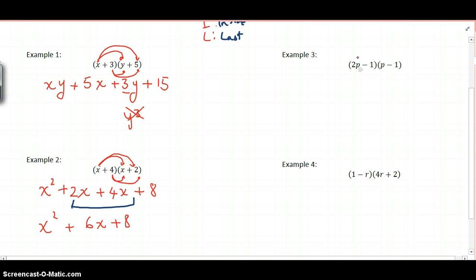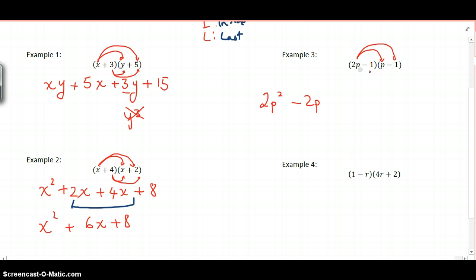Alright, now you've given it a shot. First, the first two terms. What is 2p times p? That is 2p squared. Next, the outside terms. What are the two outside terms? So what is 2p times minus 1? Let's break it down. What is 2p times 1? That's just 2p. And there's a negative at the front, so it's going to be negative 2p.